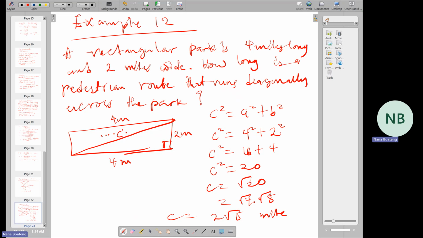All right, so this brings us to the end of section 1.5, where we discussed quadratic equations. And so we will end here, and we will see the next one, which is 1.6.